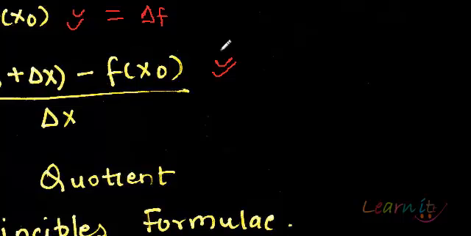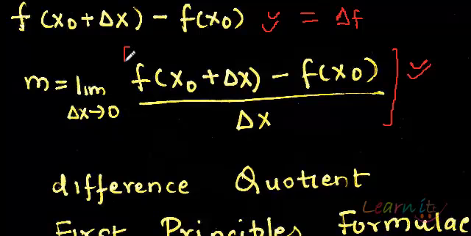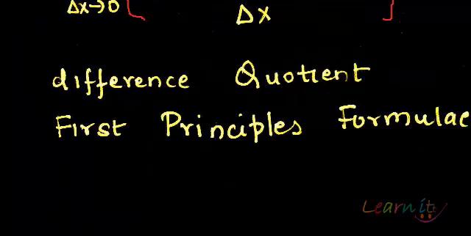And this is something that we call the difference quotient. Okay, it's in the quotient form. So the difference quotient is this portion. So as the limit of the denominator goes to 0, the difference quotient will give us the slope of the tangent. And this is the first principles formula for finding the derivative also. We'll be looking at certain examples of it in the next videos.